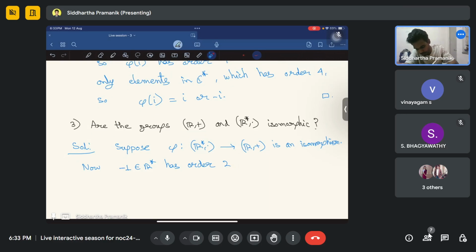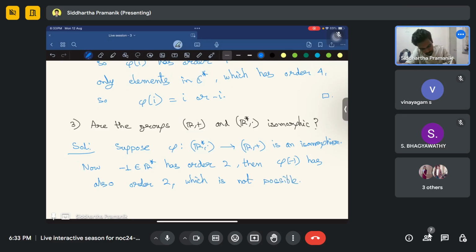So this means phi of minus 1 has also order 2. But this is not possible, right? Because in R, plus, we have only one element of finite order, which is the 0, and whose order is 1. So which is not possible. So these two groups cannot be isomorphic.